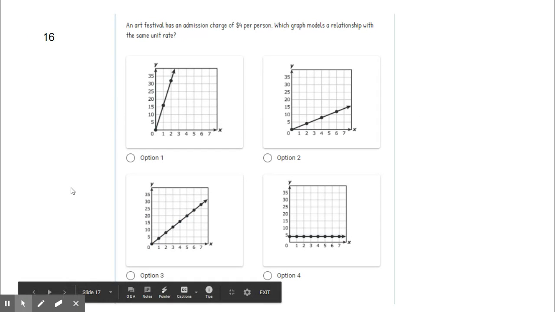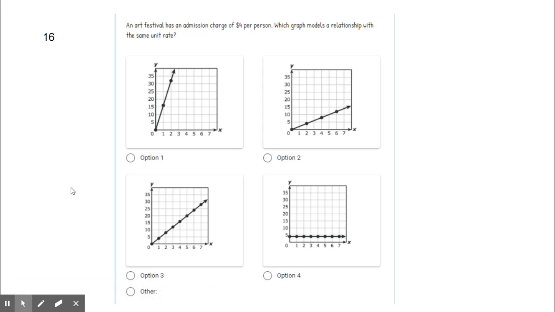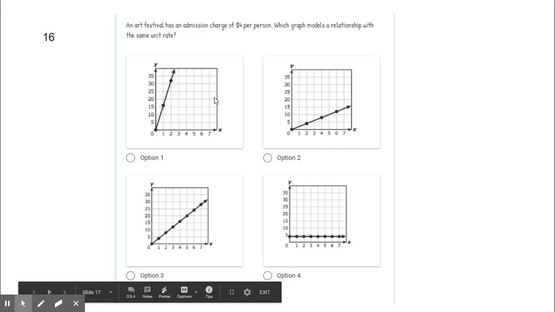16. An art festival has an admission charge of $4 per person. Which graph models the relationship with this same unit rate? Well, if I look here, I've got 1, 2, 3, 4, 5, 6, 7. Okay. So if it's $4 per person, that means $4 for each person.